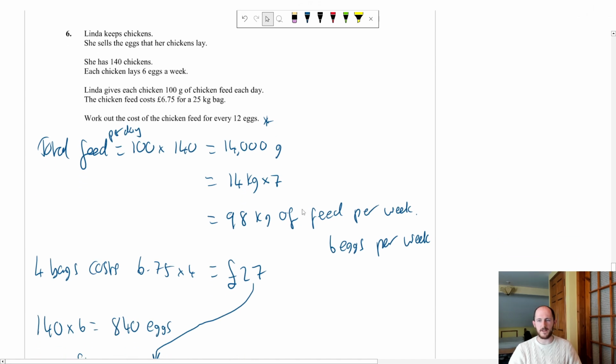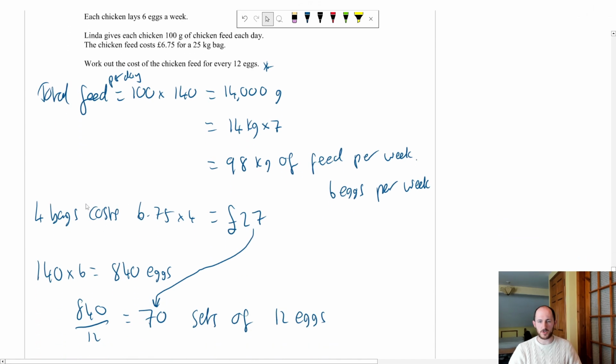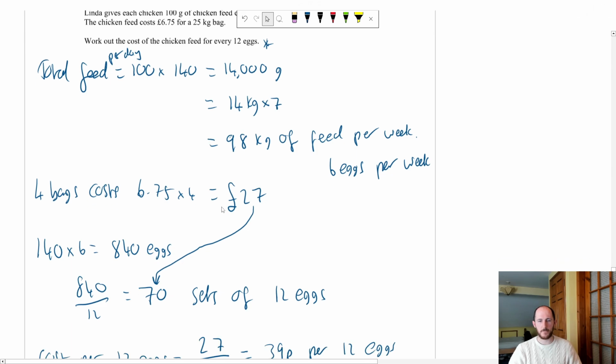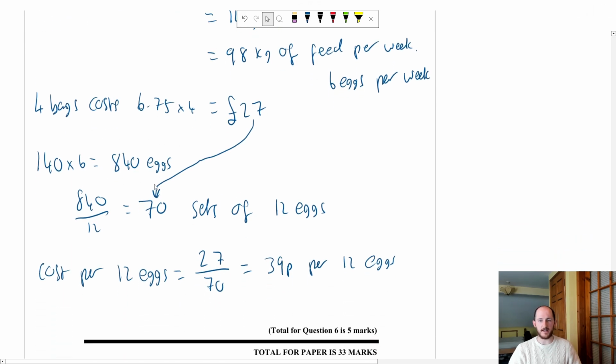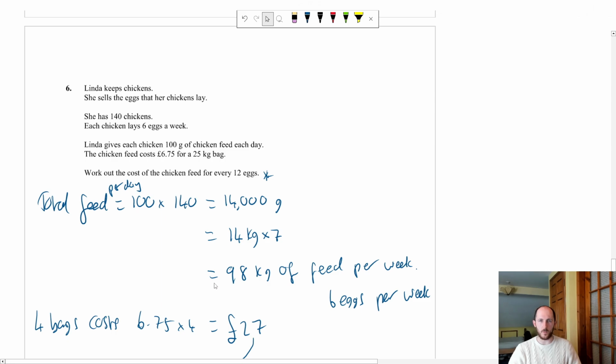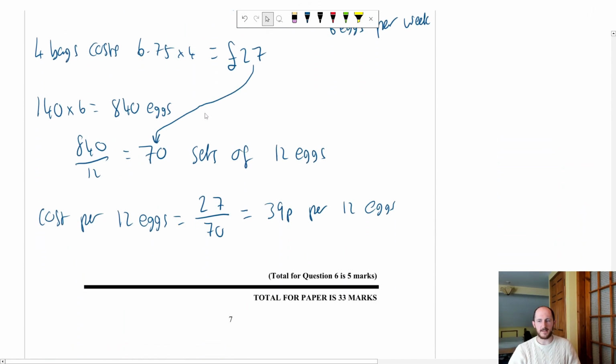We found out the total feed per week, the total cost per week for the feed. Then we worked out how many eggs are laid in a week. The reason why we've done it all in terms of weeks, by the way, is because the only information we get given is in terms of weeks. So it's easier to go from days to weeks than weeks to days. Otherwise, we'd have like 6/7 eggs a day. It's like that's really weird. You can't have 6/7 of an egg. So that's why I did that.